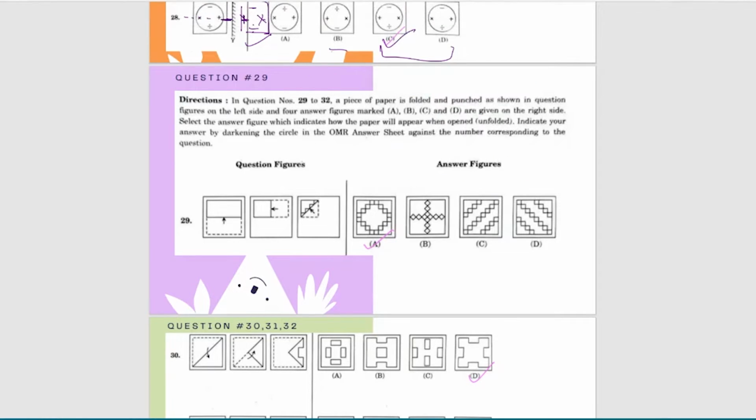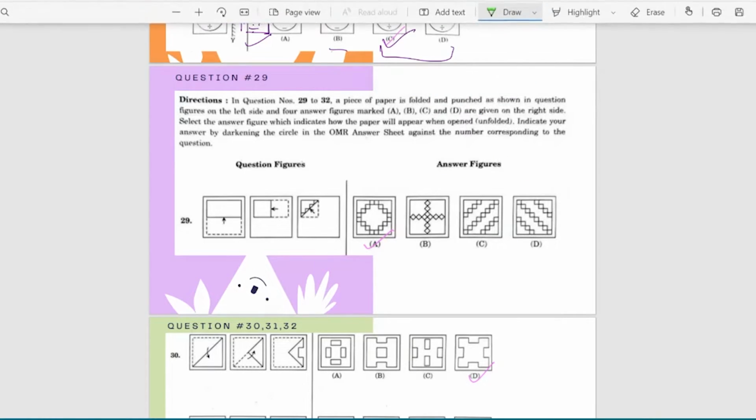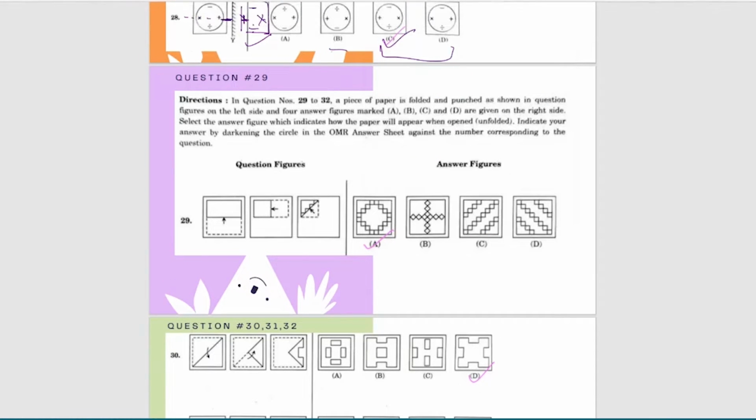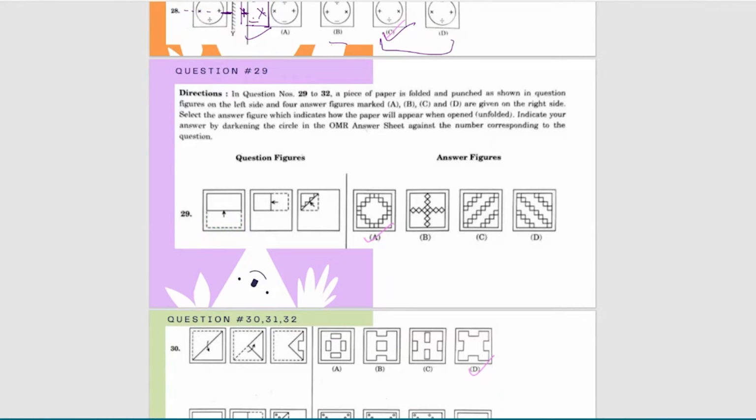Now in questions like these, we can see that there is a line over here and there is an arrow next to the line, right? So this line is called the folding line. This is the part of the paper that we have folded, and this arrow is showing the direction in which we are folding.